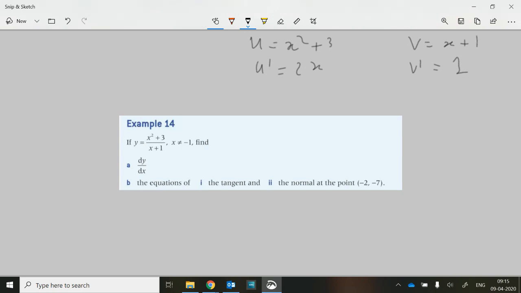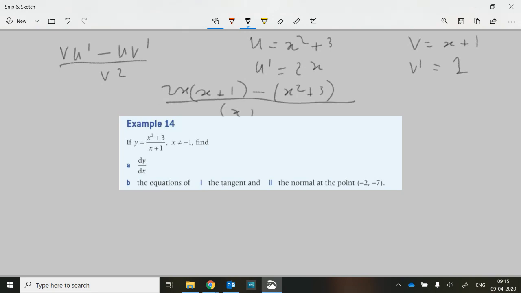Okay, now we need to use our rule. So remember what our rule is. It's vu dash minus uv dash divided by v squared. So if we substitute things in there, we've got x plus 1 times 2x, and minus, what's v dash? V dash is 1. So we're just left with u there, which is x squared plus 3. Remember, of course, your brackets, because when we have a minus on the outside, it's going to make it a minus 3 there. We remove the brackets. Right, divided by v squared, so we've divided by x plus 1 squared. There you go, there's your dy dx, and actually that one's super quick because there's no extra chain rule or anything to do there. And that's much easier than treating this as the product of two functions, x squared plus 3 and x plus 1 to the minus 1.